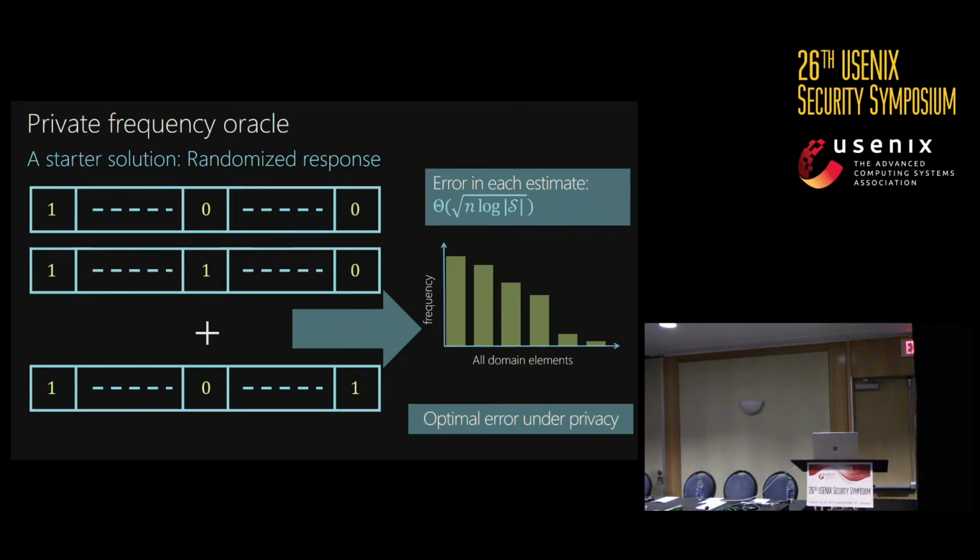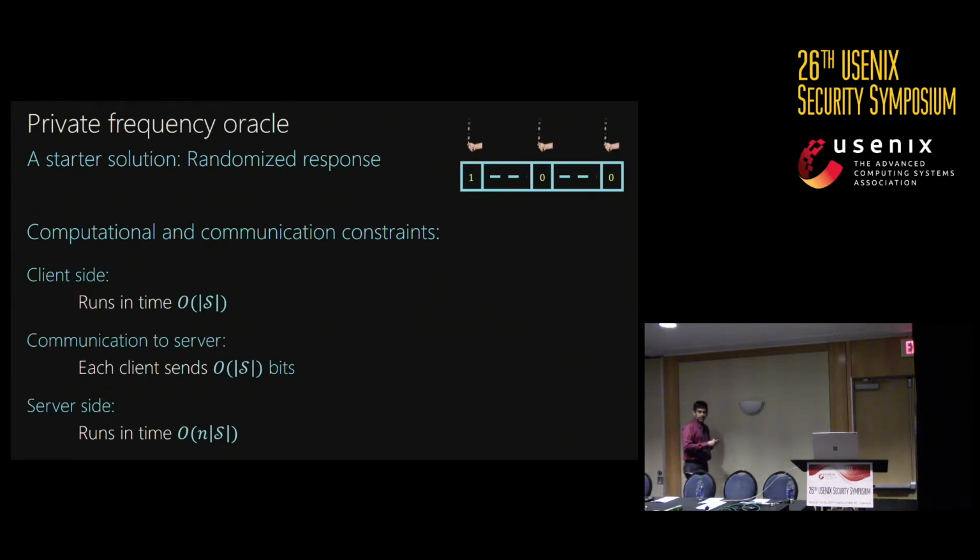But the problem is the computation and the communication. So let's see what is the computation and the communication. The client-side computation is order S of the domain because you have to flip each of the bits independently. And once you flip the bits, the vector which you get is a reasonably dense vector of zeros and ones. So you have to send order S bits to the server. Furthermore, the server-side computation is also in the order of S. So your computation both on the client and the server side is formidable, and also the transmission.